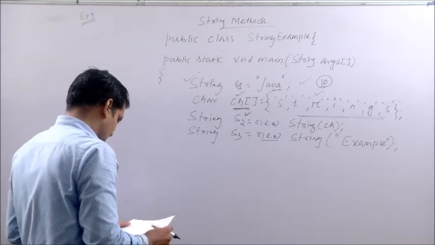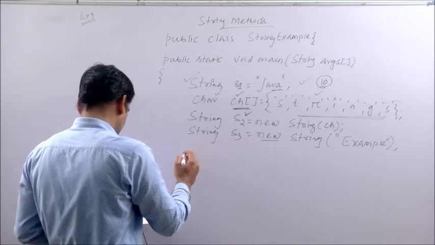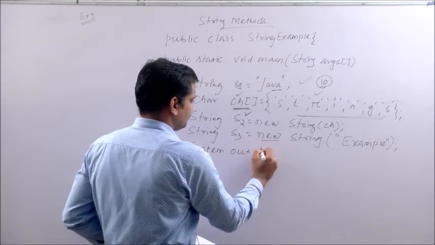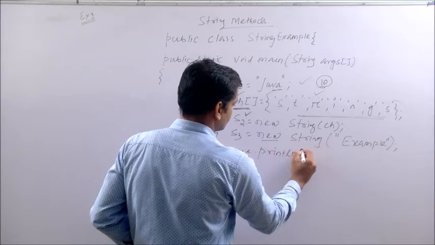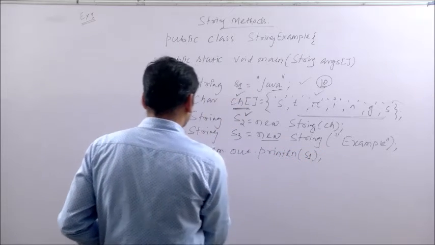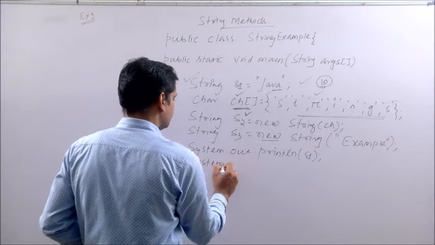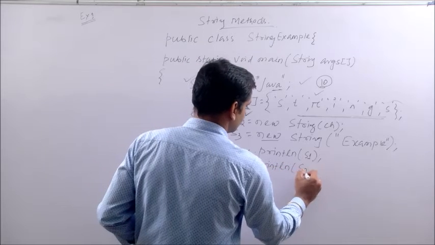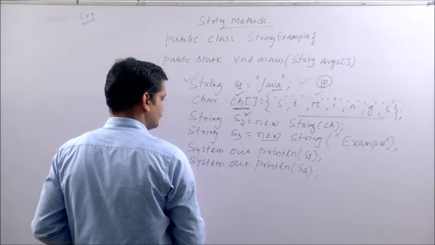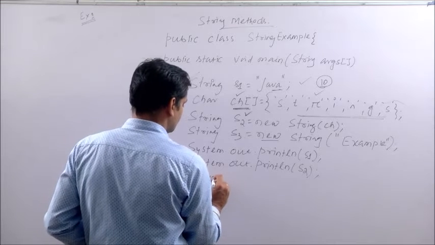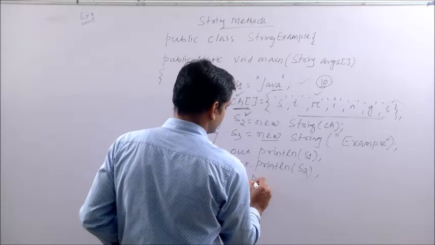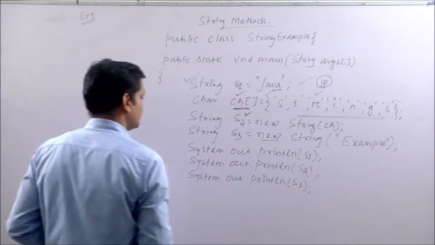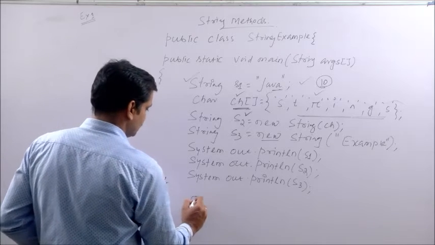Now, let us see what output they are going to give. If you print system.out.println S1, then system.out.println S2, then system.out.println S3. Now, what output are they going to give?